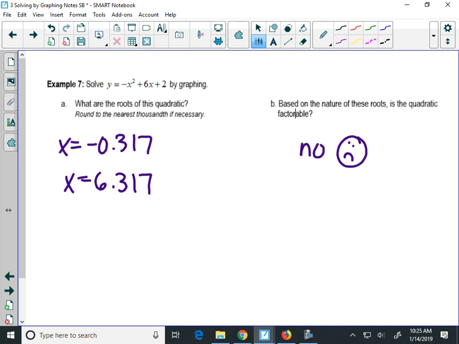All right, there's some practice I'd like you to do. It's pretty quick on graphing, solving by graphing. You can check your answers on the Key on Canvas or watch the video.